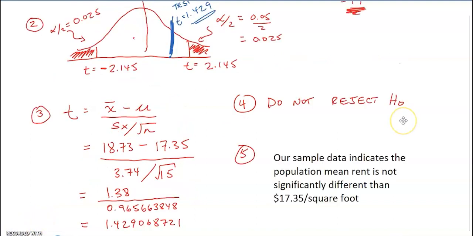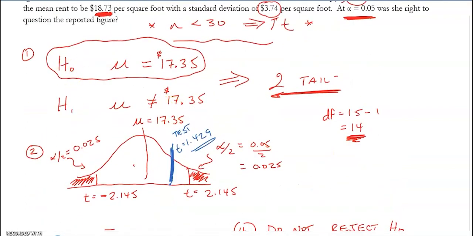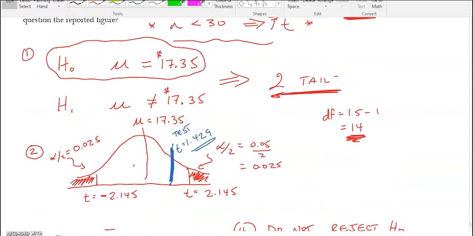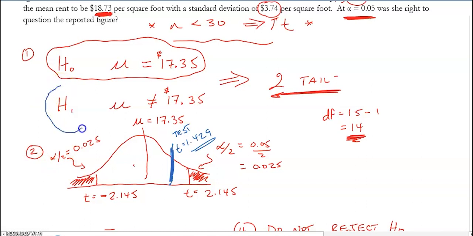And the conclusion I came up with is that our sample data indicates the population mean rent is not significantly different than $17.35 per square foot. And once again, I'm basing my conclusion on our alternative hypothesis.